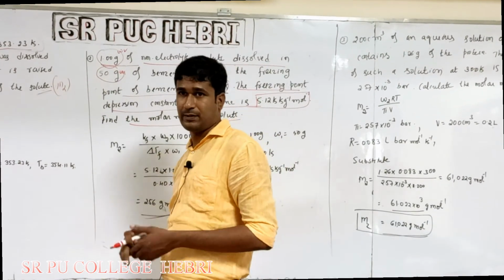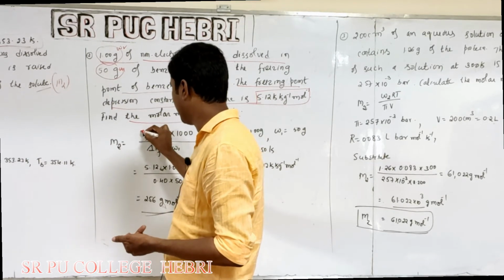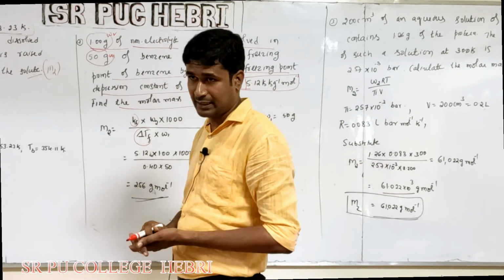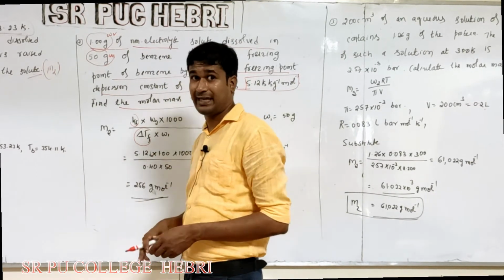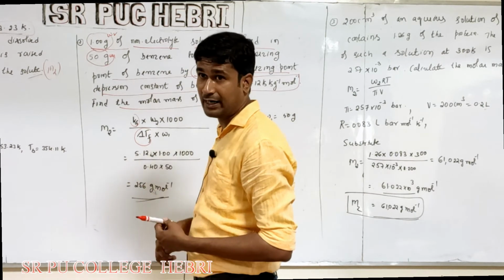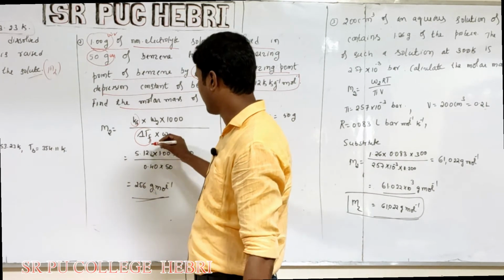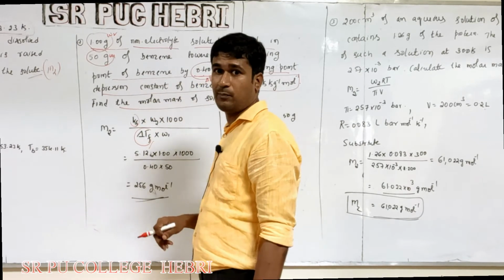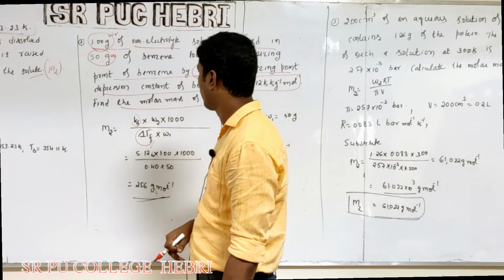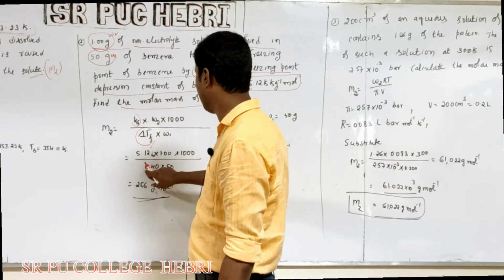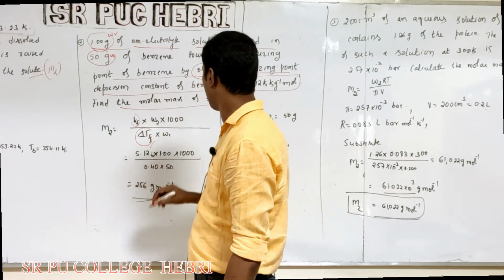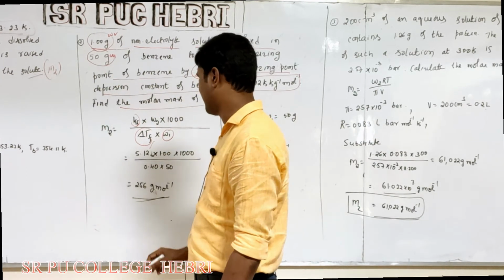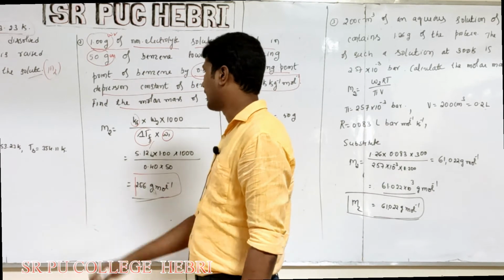Formula similar to that of the previous one. The difference is here in the numerator you have Kf, and in the denominator delta Tf is there. So M2 is equal to what? Kf into W2 into 1000 divided by delta Tf into W1. So what is Kf? 5.12. Here it is given. What is W2? Mass of solute. How much is it? 1 gram into 1000 divided by delta Tf, directly given. How much? 0.40 Kelvin into 50. What is 50? The mass of solvent. Simplify this, you will get the answer, 256 gram per mole.